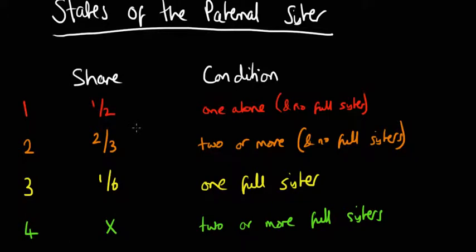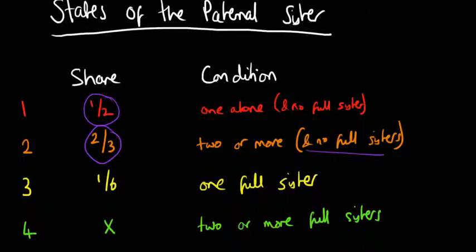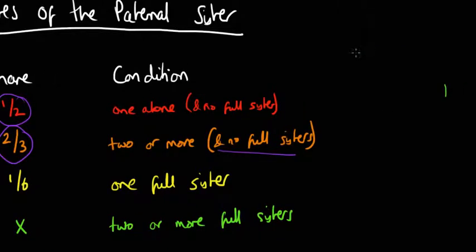So the first category or the first share is when there's a paternal sister alone and there's no full sisters, and in this case the paternal sister would get half. If there's two or more paternal sisters, and again there's no full sisters, then the paternal sister gets 2/3. And the important thing to remember is that rule again. The closer relatives usually disinherit those who are further away.